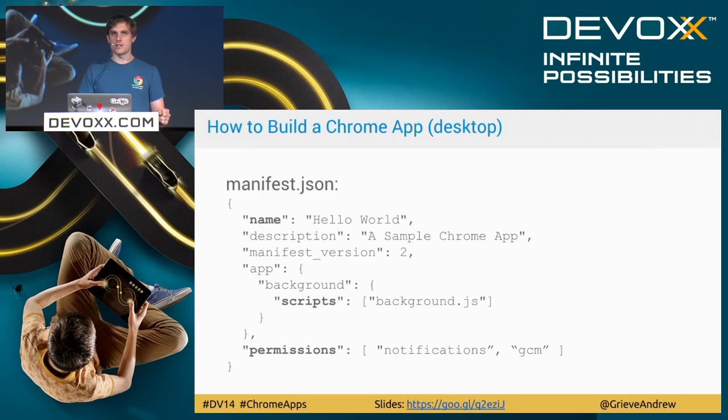So a Chrome app is just a zip file of your assets plus a manifest file. Pretty common pattern here. Some highlights: you have the name of the application, one or more scripts that comprise your background page. These are the scripts that the runtime will load before sending any events to you. And then what permissions you want. In this case, I'm enabling the notifications API and the GCM API. And when the user installs your app, those show up in their permissions dialog.